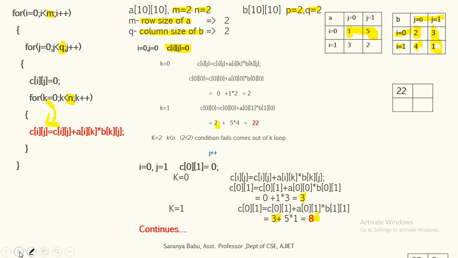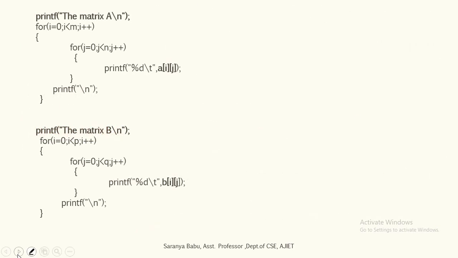Like this, each element present in the rows of the A matrix will be processed with each column of the second matrix. And in the next iteration, I will be incremented and each row of the first matrix will be processed with the columns of the second matrix. This is how this logic will be processed. And finally, we need to print the matrices A and B to the output screen.